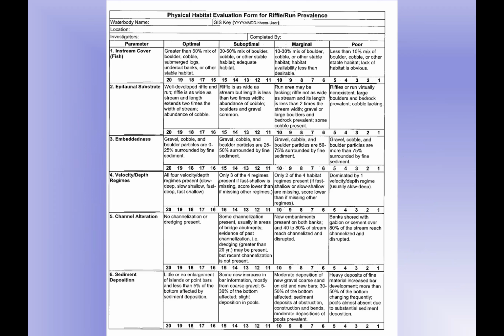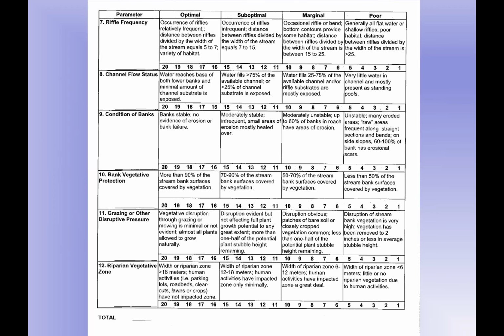It has 6 questions on the one side and 6 on the other. You're putting your water body name, your location, who's doing it, and then it goes into each parameter. And that's really what this screen is going to be about, going into each of those 12 parameters and looking at the particular habitat in question and where the optimal, suboptimal, marginal, and poor categories kind of fit into all these categories.